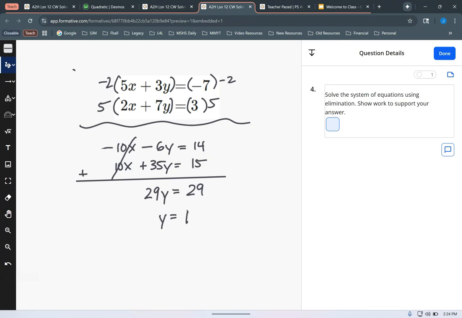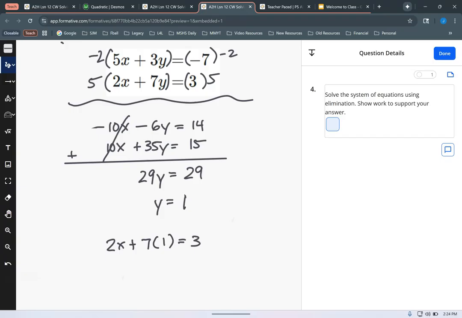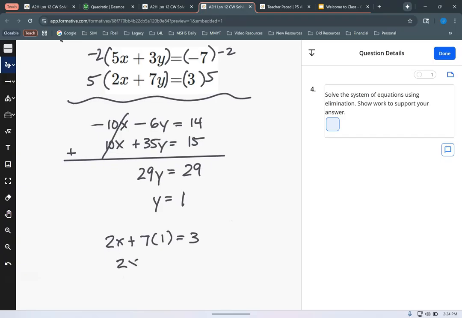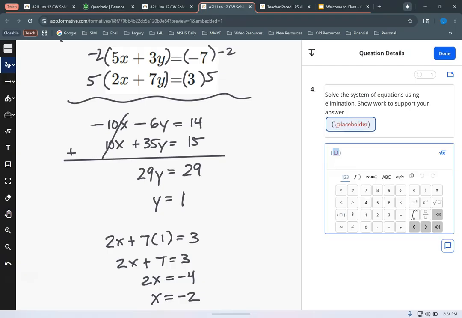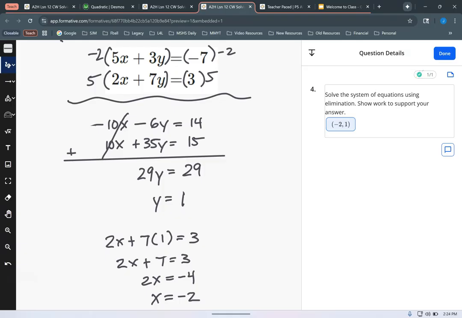And so then I'm just going to go back and use one of the other ones. I'll use 2x plus 7 times 1 is equal to 3. So then that's 2x plus 7 equals 3. 2x equals negative 4. X equals negative 2. All right, and then put my answer into the format like this. Negative 2, 1. And woohoo! I got a point. Did you get a point?